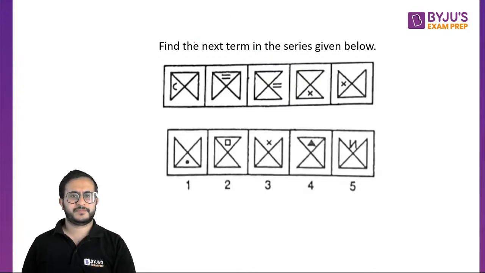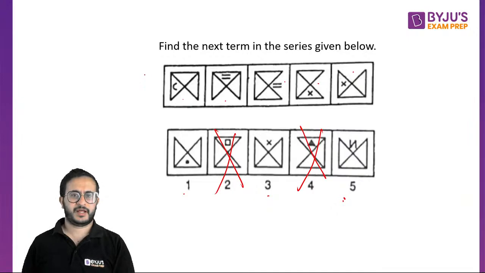Now if you look at this image, the bottom side is open, bottom side is open. Then the right side is open, right side is open, top side is open. So in the next figure, the top side should be open. Okay, so you can eliminate 2, you can eliminate 4. So 1, 3, 5 are left.